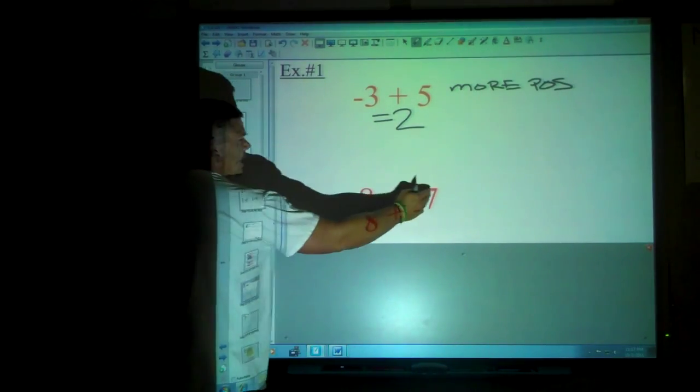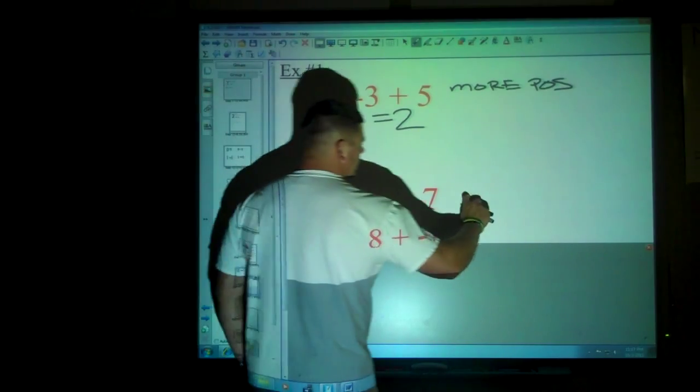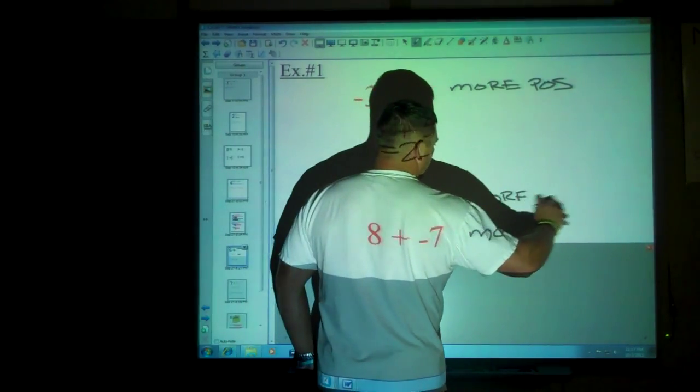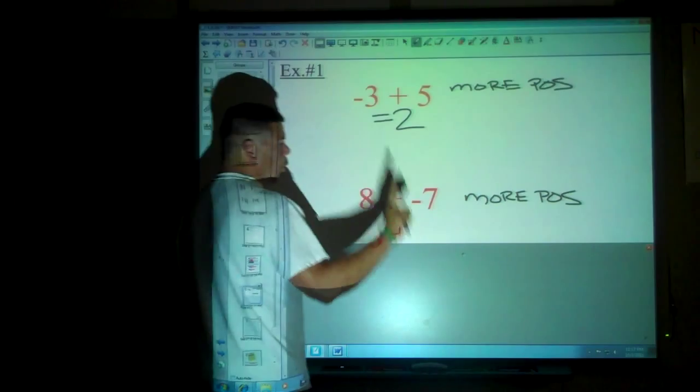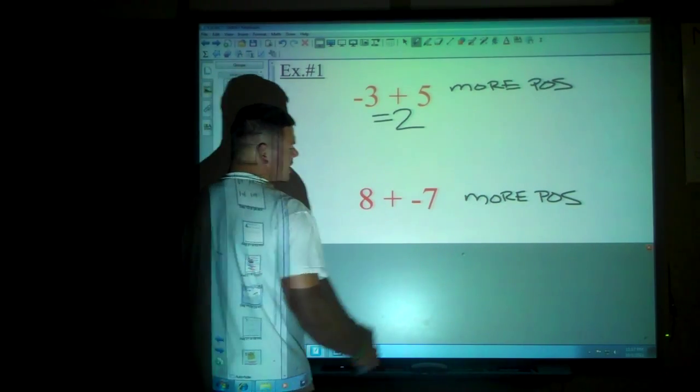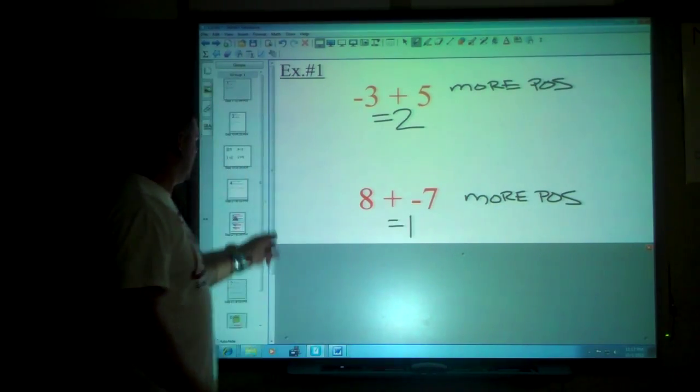Do you have more positives or more negatives? More positives again. How many more? 1 more. There's 8 positives and 7 negatives. It's only 1 more positive.